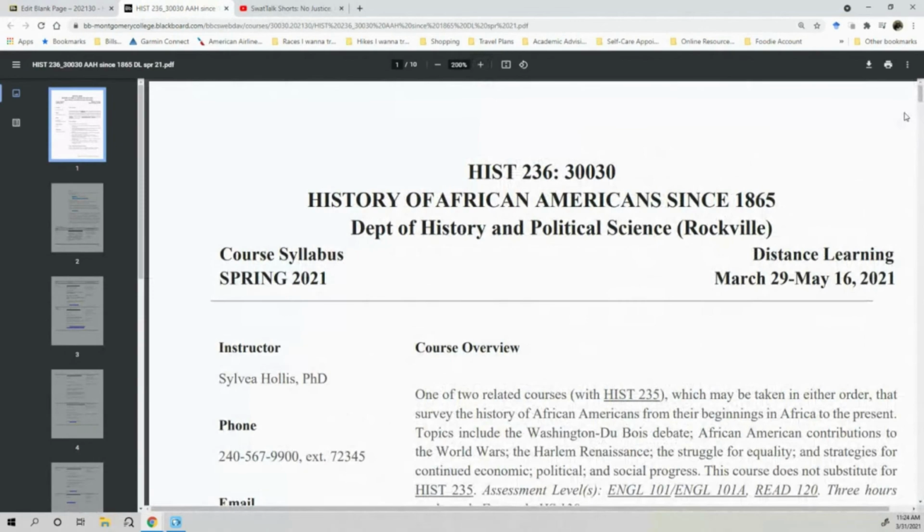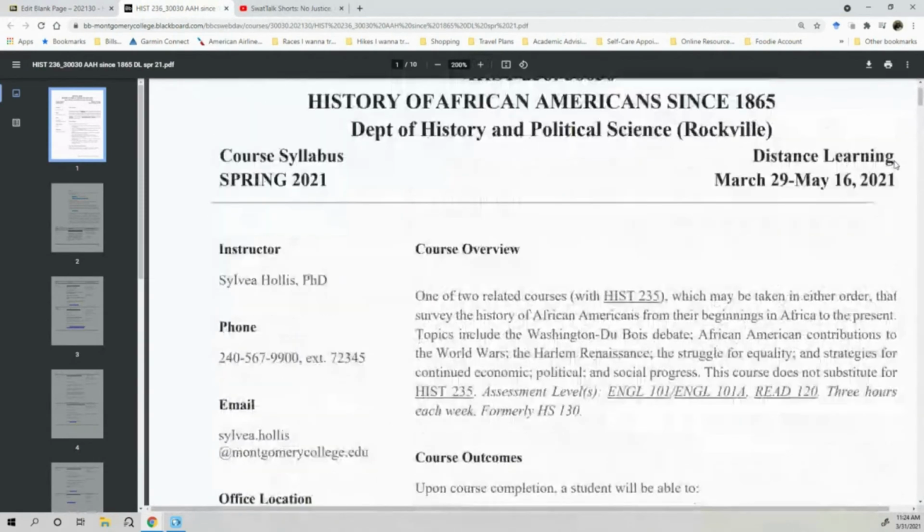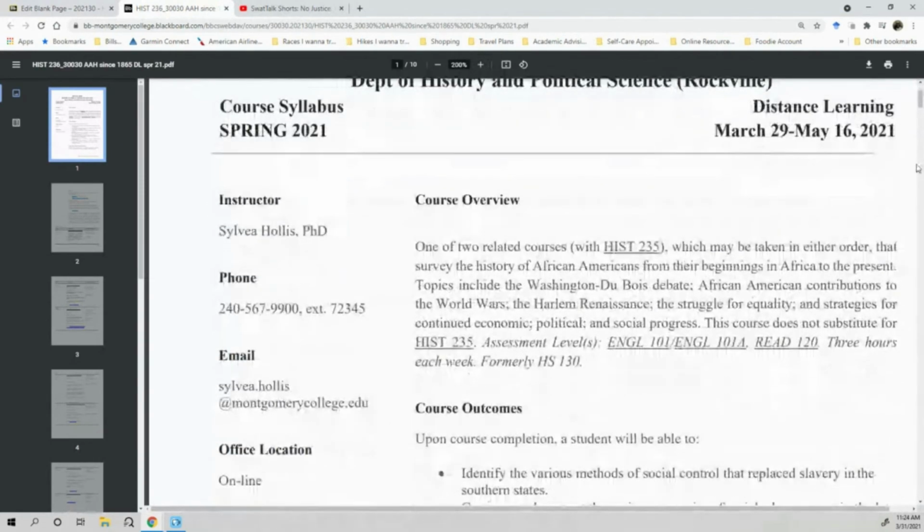All right, so obviously this is an African American history class. And the dates that the class will run are from March 29th to May 16th. This is a 7-week course, right? This is an accelerated 7-week course. This is the second time that we've done this as a college. The beginning of this kind of 7-week course started at the beginning of this spring semester, so you're in the second half of that.